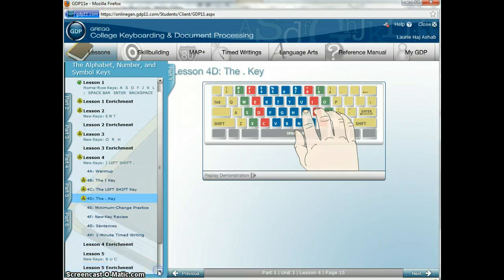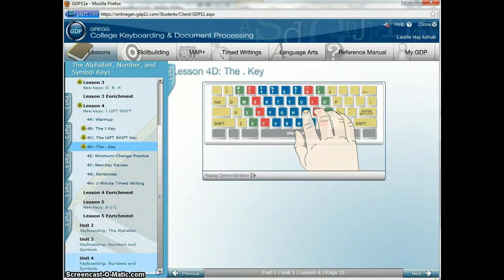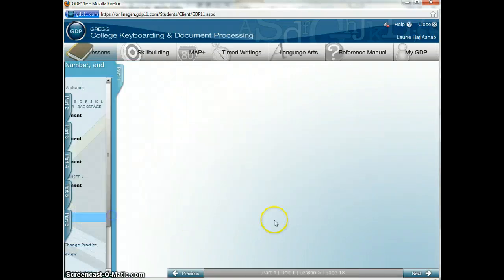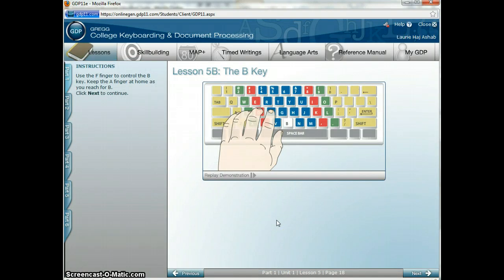Okay? We're going to go down to lesson number 5. The new keys for lesson 5 will be the B, the U, and the C. The first new key that we're going to be covering is the B. Notice the B, reaching down with the F finger. So it's B, B, B. Now it's a longer reach than what you're used to, as far as reaching down. So remember, reach down, and if you need extra practice, make sure that you do that, okay?